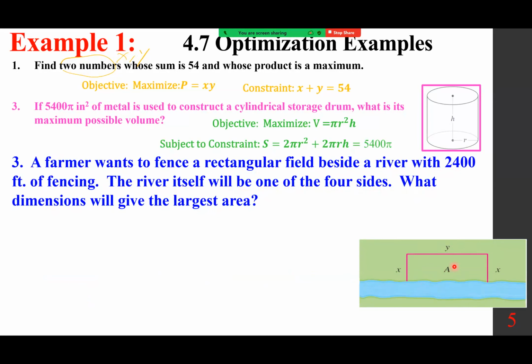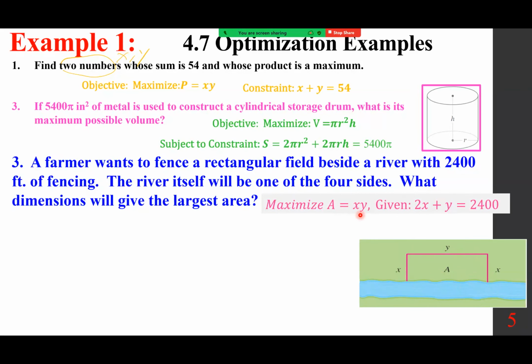Your objective function is to maximize the area, which is x times y. And the constraint is 2,400 feet of fencing. Normally, the perimeter is 2x plus 2y, but the way this is set up is 2x plus only 1y because on one side we don't need the fencing, and that's 2,400. So as long as we have these two, that means translation of the question, we are ready to move on.